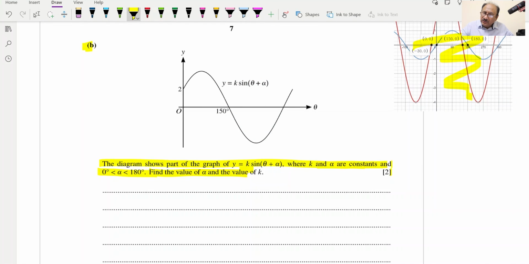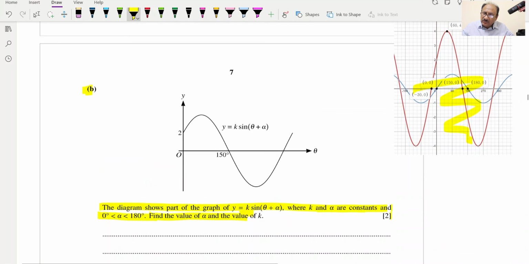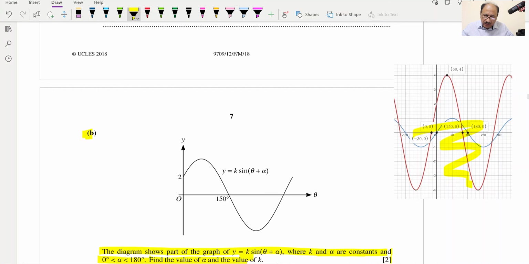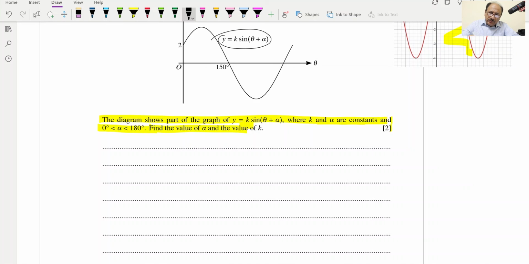This one is not part of the question. I have inserted this diagram for your explanation. I will explain in a while. The given equation is this one: y is equal to k sine of theta plus alpha.